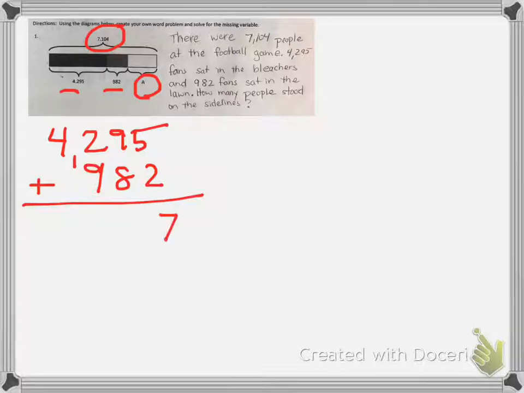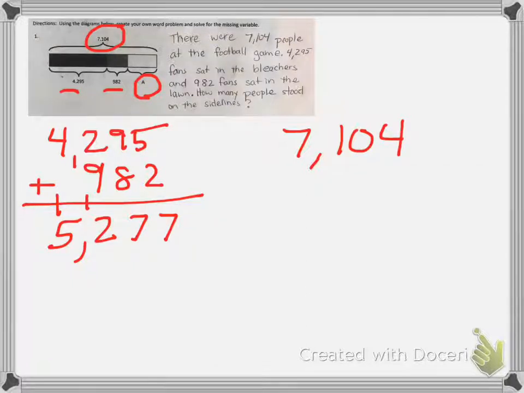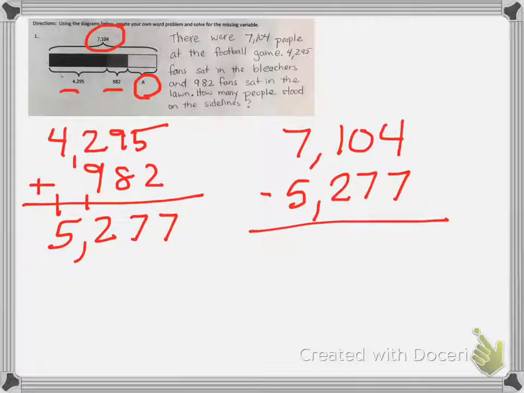5 plus 2 is 7. 9 plus 8 is 17. 9 plus 1 is 10, 11, 12. 4 plus 1 is 5. Okay, so those two parts are 5,277. So to find the missing part, we can take the total, which is 7,104, and we can subtract it from these two parts put together, which is 5,277.